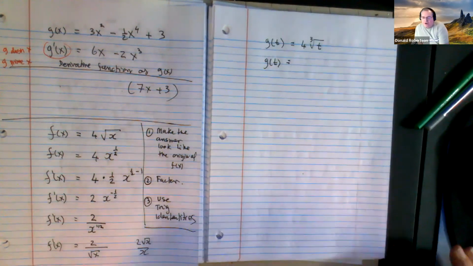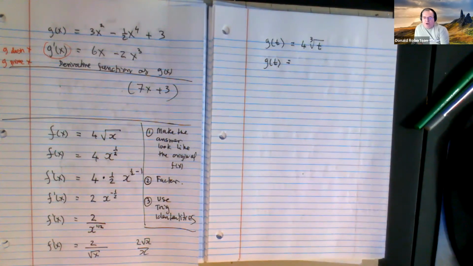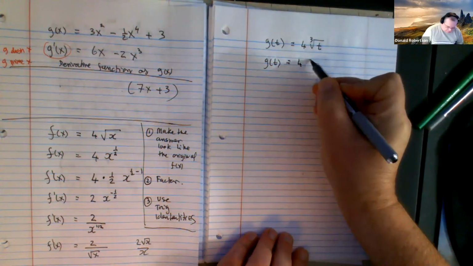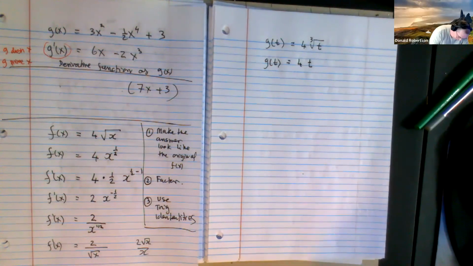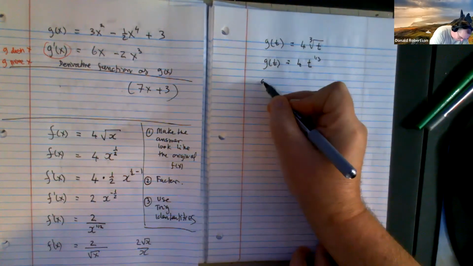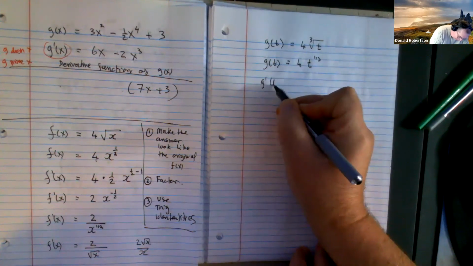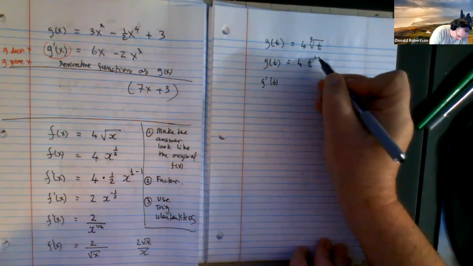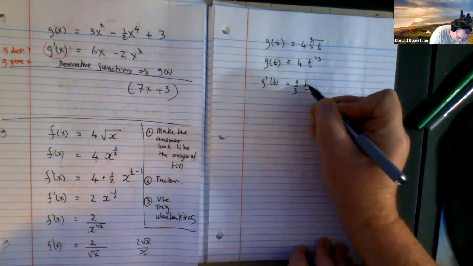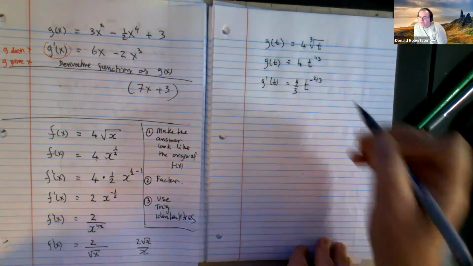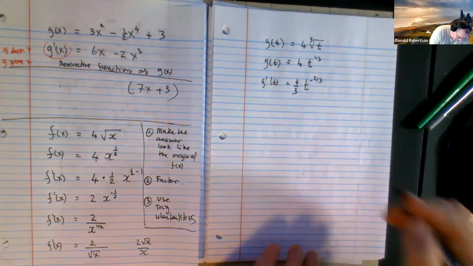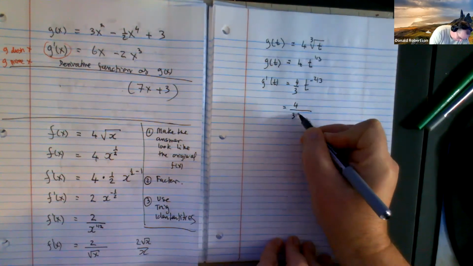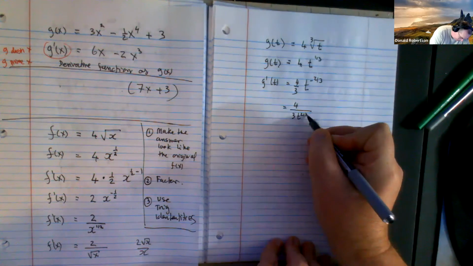First things first, what fractional power will I rewrite this as? 1/3. Now the power rule is going to come into operation. I'm going to multiply by a third, and I'm going to take away 1. Are you happy with that? I'm then going to move it downstairs, so it looks like that.